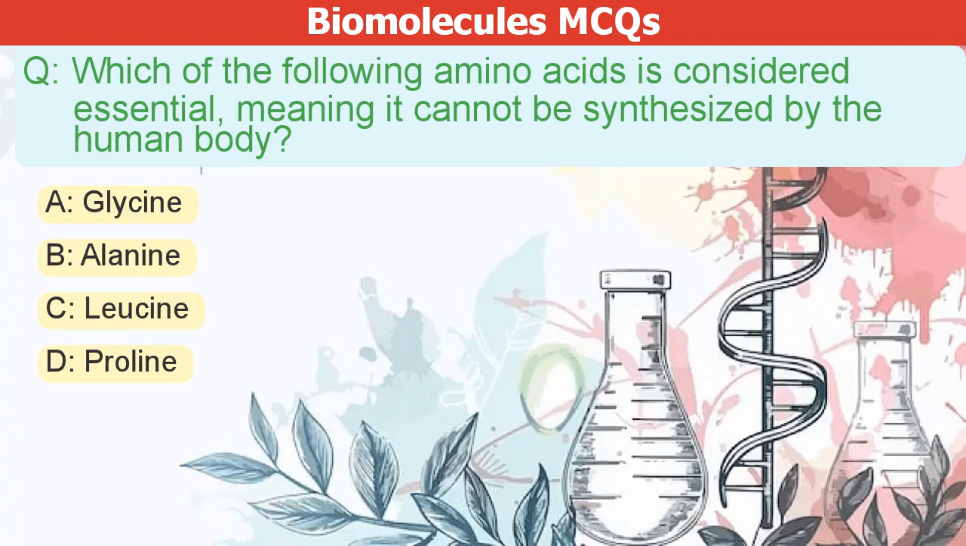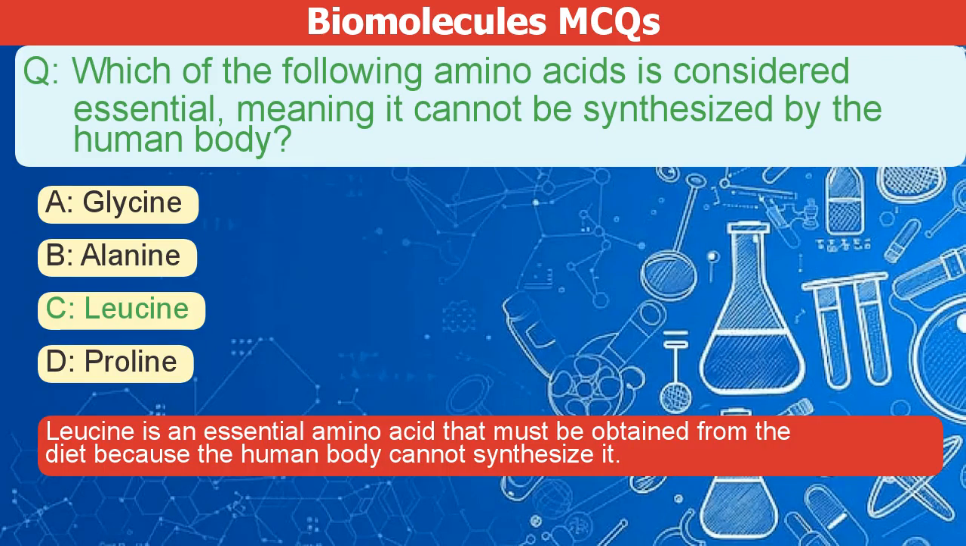Which of the following amino acids is considered essential, meaning it cannot be synthesized by the human body? A. Glycine. B. Alanine. C. Leucine. D. Proline. The correct answer is C. Leucine is an essential amino acid that must be obtained from the diet because the human body cannot synthesize it.